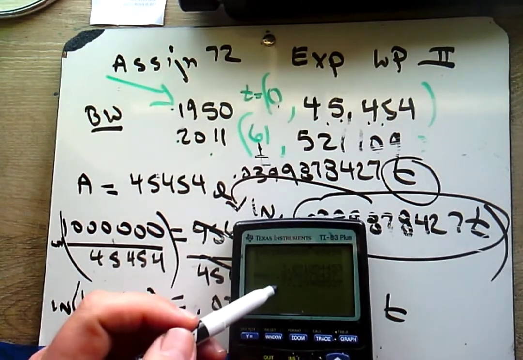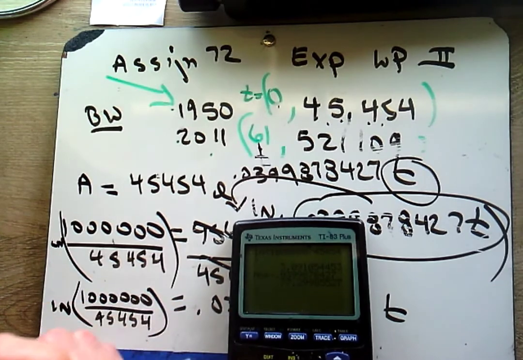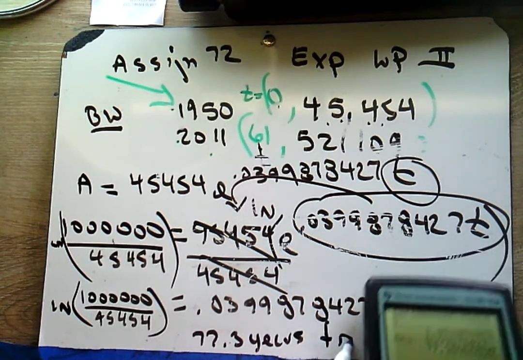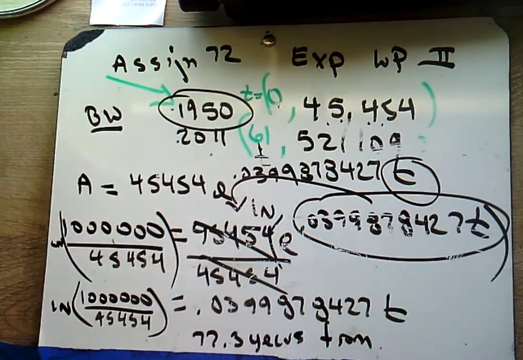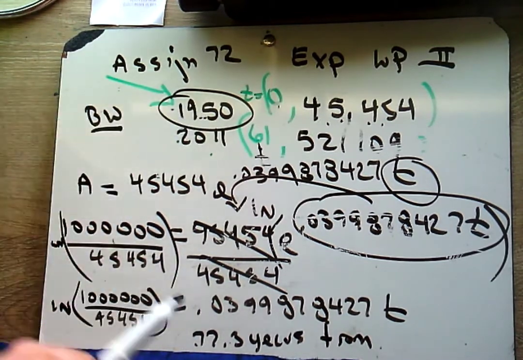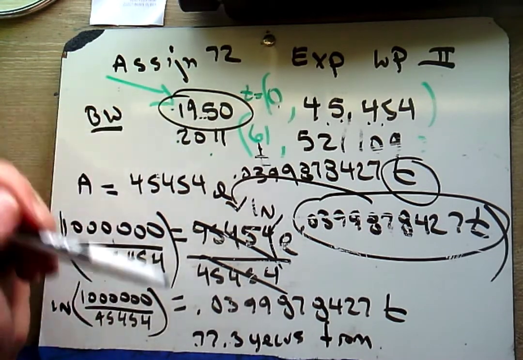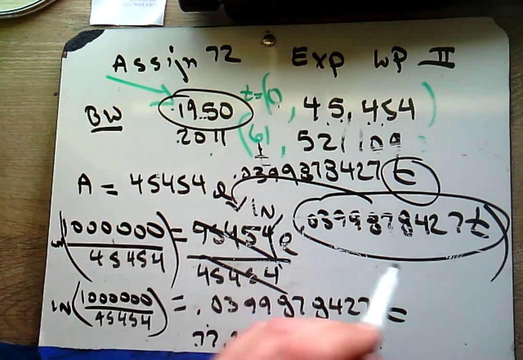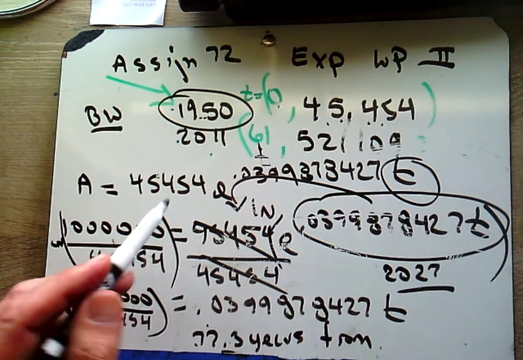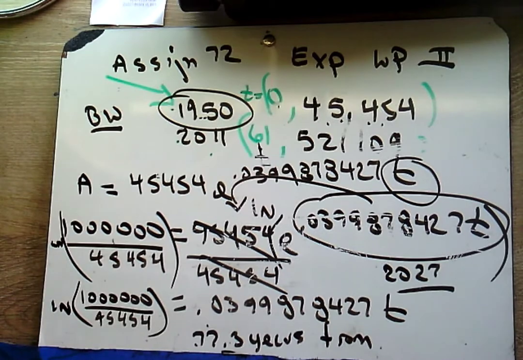And I get t equals 77.3 years. So 77.3 years from 1950. Well, if I add 77 to 1950, I'm going to get 2027 and a little bit more. If I do 0.3 times 12, that'll be halfway through March. Halfway through March in 2027, we should be celebrating 1 million folks living in Tucson.